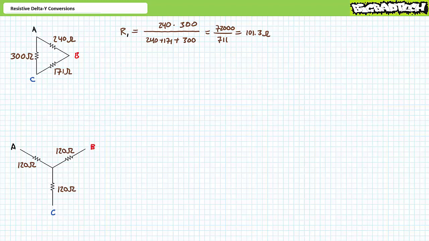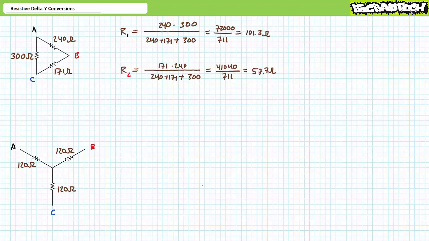an equivalent Y configuration. To solve for Y resistance R1, we'd multiply the two delta resistance elements connected to node A. This would be RAB and RCA. Then we would divide this by the sum of all delta resistances, RAB plus RBC plus RCA. Our formula suggests that R1 is 101.3 ohms directly attached to node A.